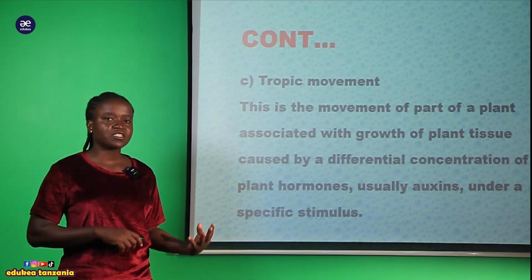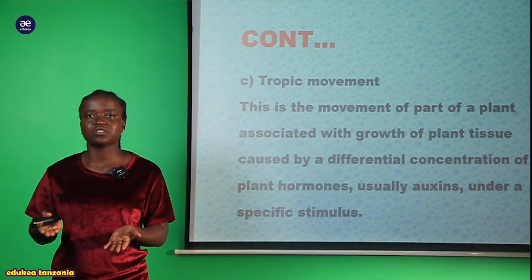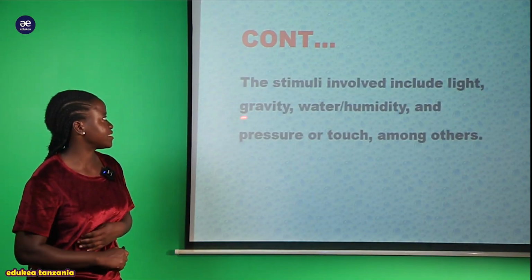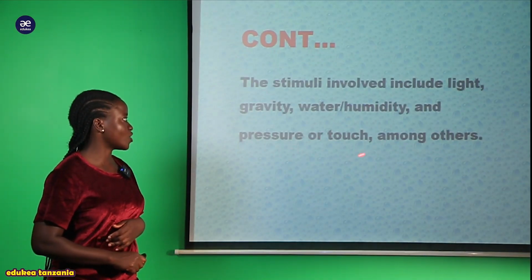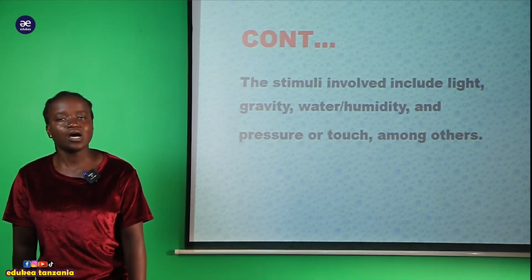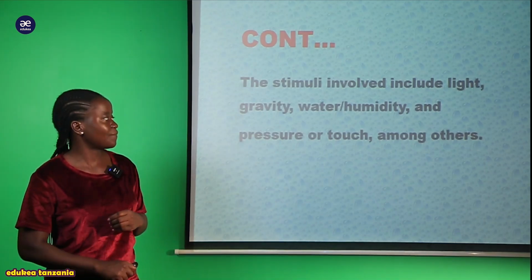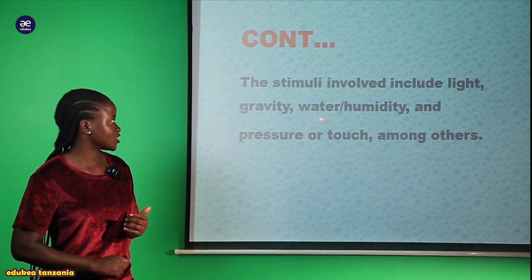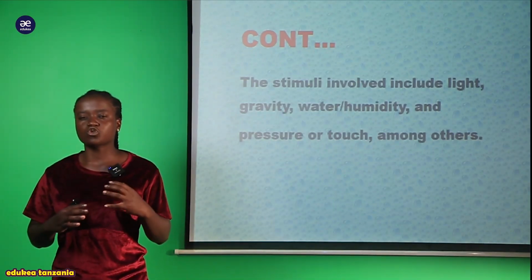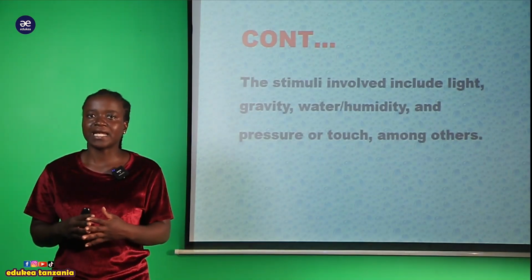So now the stimuli associated with auxin that bring about tropic movement include light, gravity, water, and pressure or touch, among others found within the plant. So with the concentration of auxin together with these stimuli, for example light, gravity, water, humidity, and pressure or touch, all of those can cause a tropic movement associated with the growth of a plant.